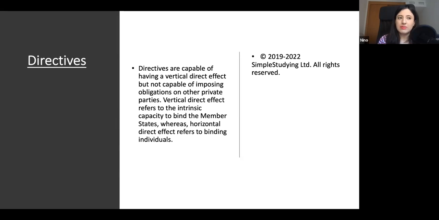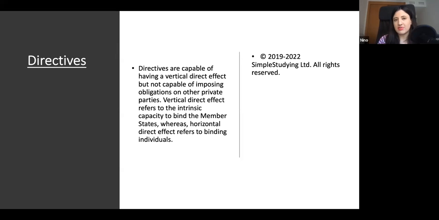So for breach of a directive, an EU citizen can bring an action against a state authority. However, that is not horizontal effect. Horizontal is when an EU citizen wants to bring an action against a private person or private company, not a state authority. When it's an action against a state authority, it's a vertical effect.